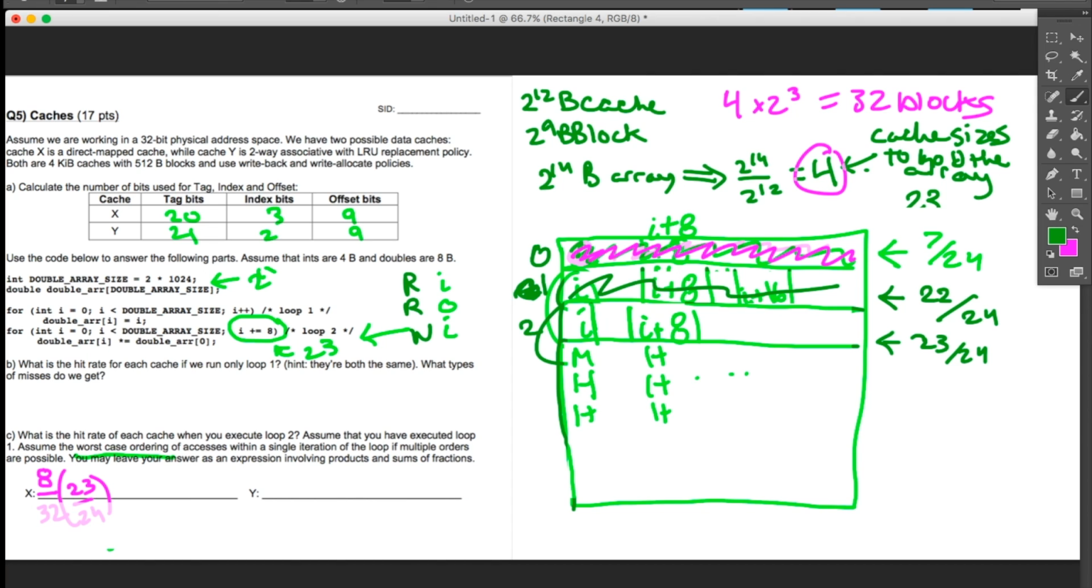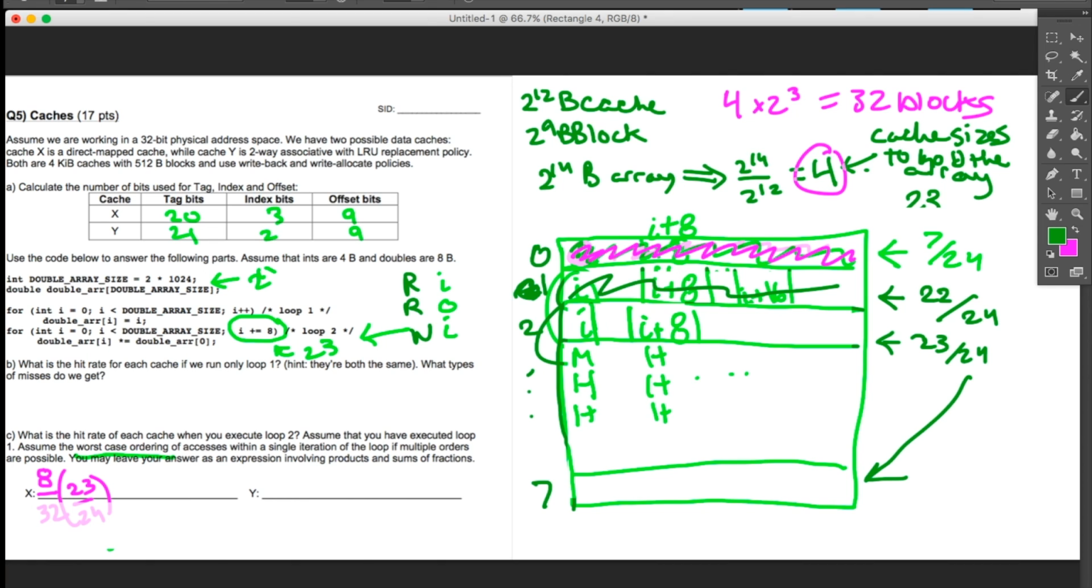For block 0, we have a hit rate of 7 over 24. Block 1, we have a hit rate of 22 over 24. Block 2, we have a hit rate of 23 over 24. And if you go through the remainder of those 8 blocks, all the way through block 7, we still have a hit rate of 23 over 24. I'll leave you to do that if you don't believe me, but that's just how it is. So remember that this is for the second quarter of the array, and we had 3 quarters of the array that we had to go through.